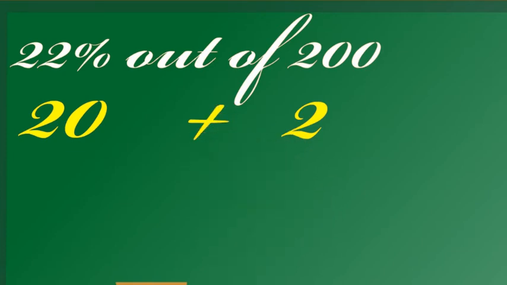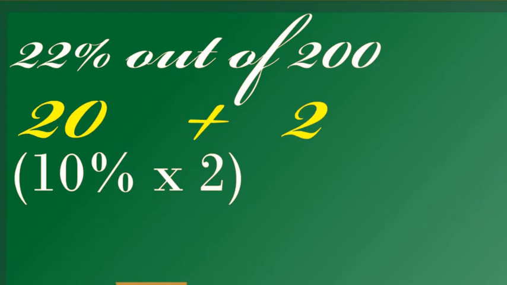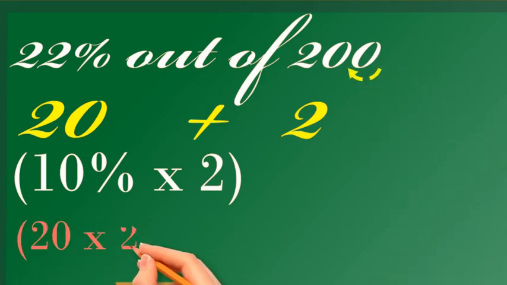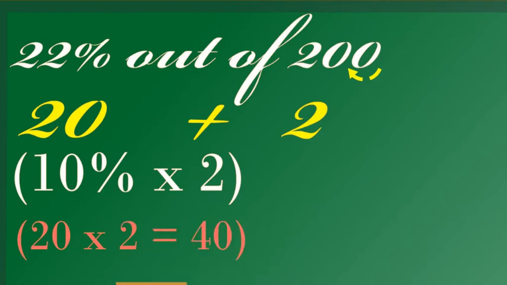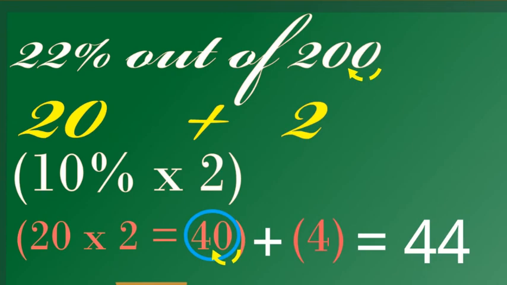Let's do it together. To get the 20%, it is easier to get 10% first, and just times it by 2. So 10% of 200 is 20. And for 20%, we times it by 2, and we get 40. Now we calculate the 2%. Because we already have 20%, which is 40, so to get 2%, we only need to move one decimal place and get 4. Lastly, we just have to add it together. So, 40 plus 4 is 44. There it is, we got our answer.